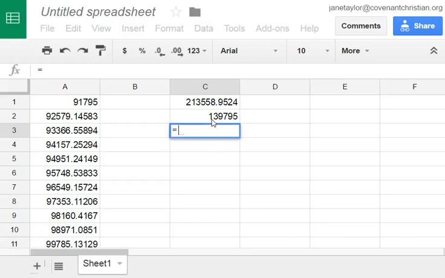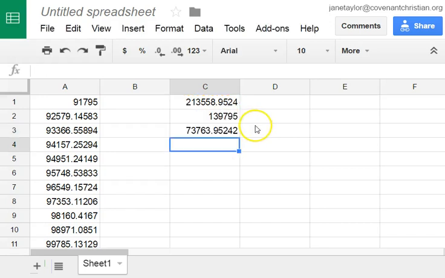So this is equal to, and then I'm going to go up and get cell C1. You can see if I just go up and highlight it, it types it in for me, minus, and then I want cell C2. There's C2, and there's the amount. So $73,763.95 is interest that the bank has added to my account just for me putting in my deposits. $139,795 is money that I deposited myself.